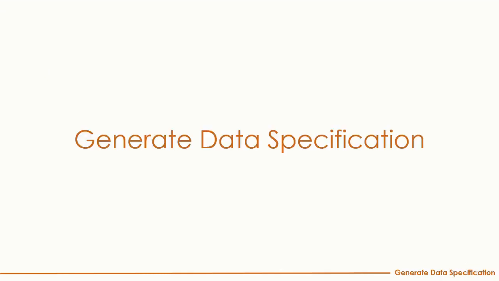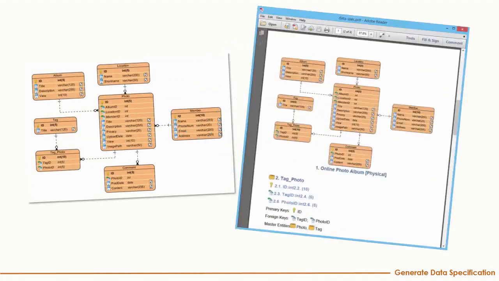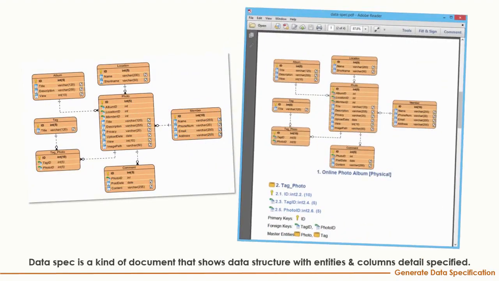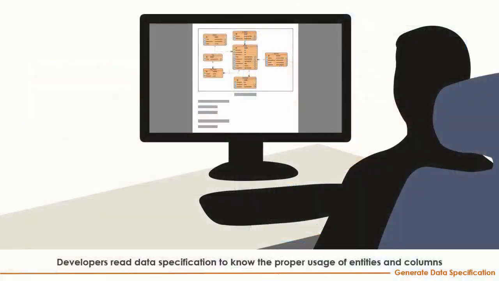Generate data specification. The data specification is a kind of document that shows the data structure, including the entities, the columns, and the relationships. That's for the developer to read, to understand how to use the database. It is especially useful if you have a new team member who can read the data specification and get familiar with the database architecture of the system.